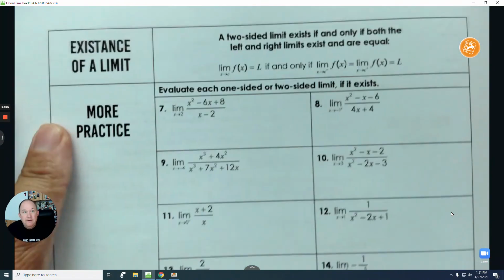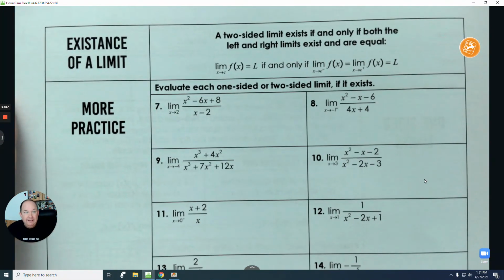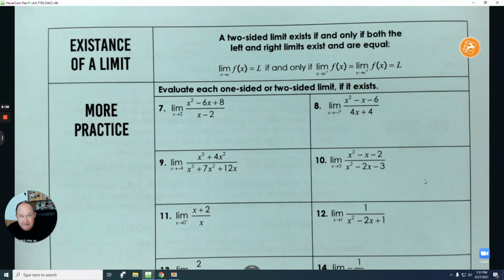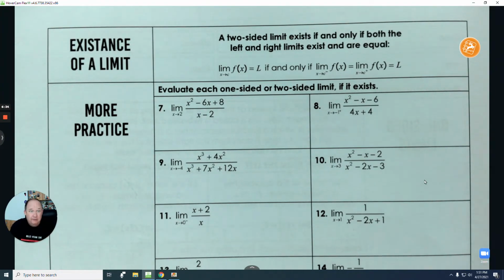Now, a two-sided limit exists if and only if both the left and the right limit exist. They both have to equal the same answer, then the limit exists. So if you evaluate each one-sided or two-sided limit, if it exists. So what's the limit as x approaches 2 for this one?